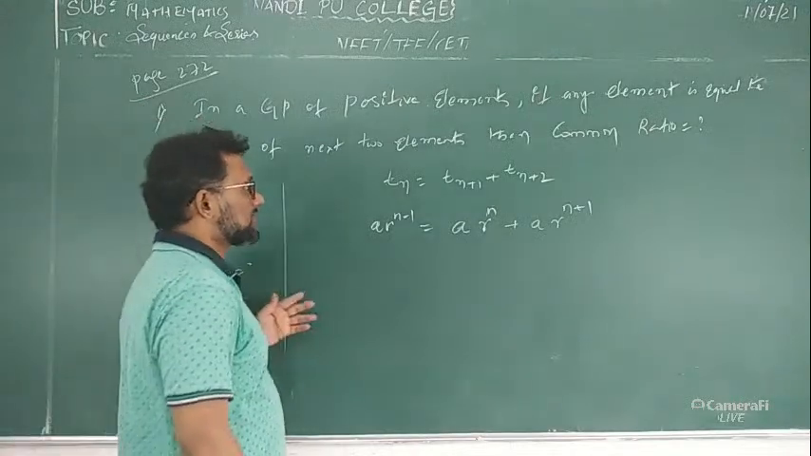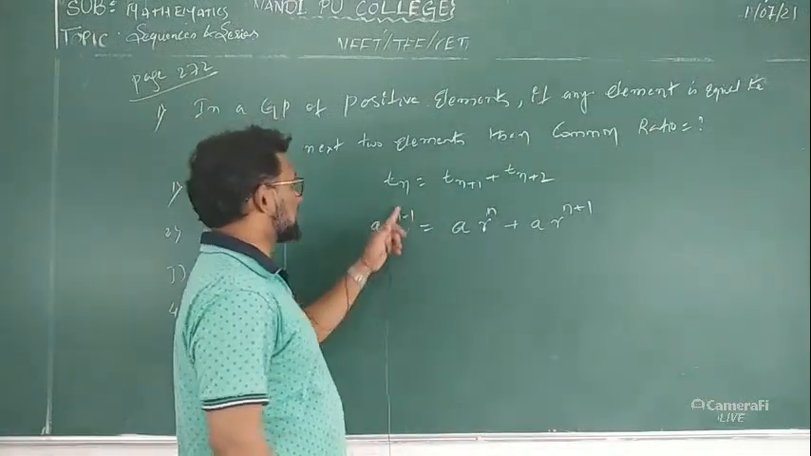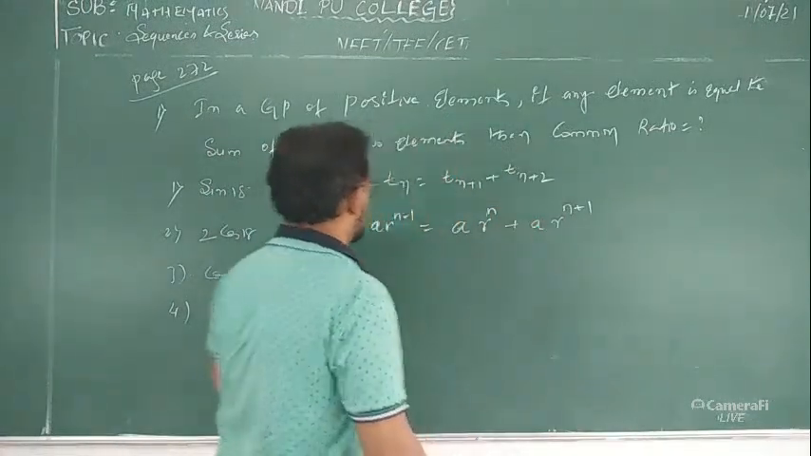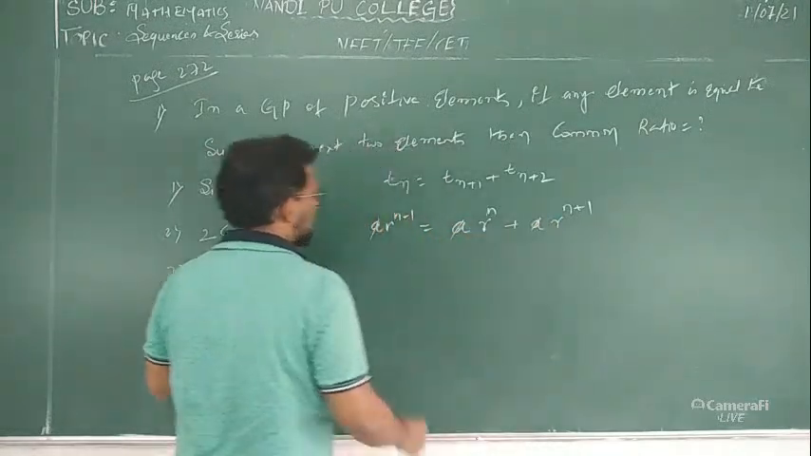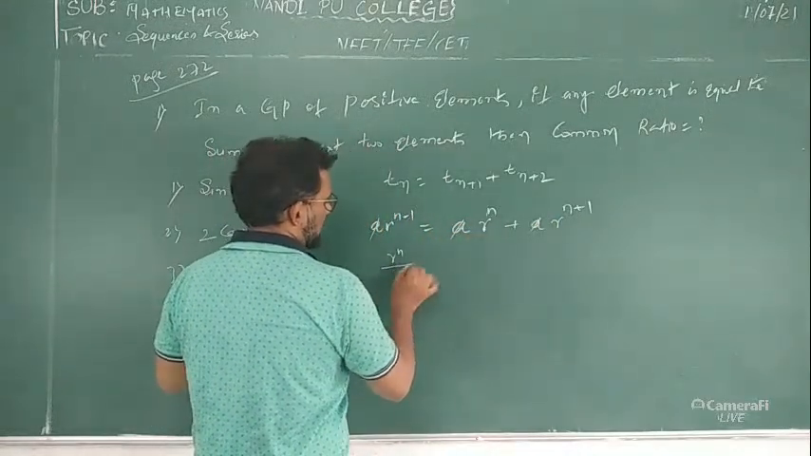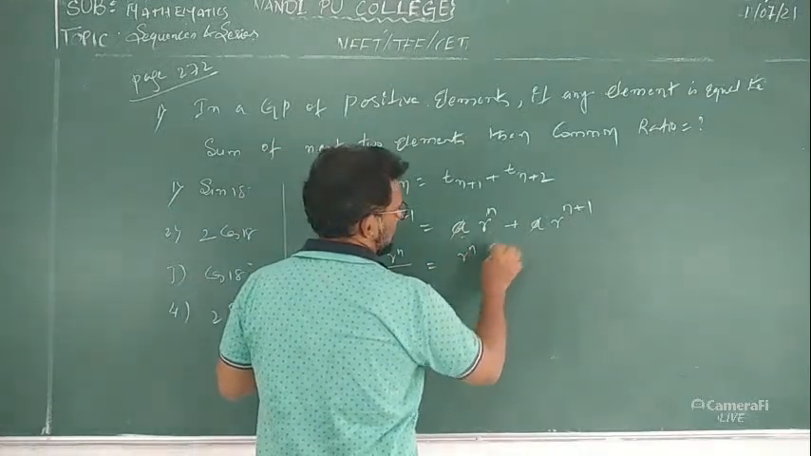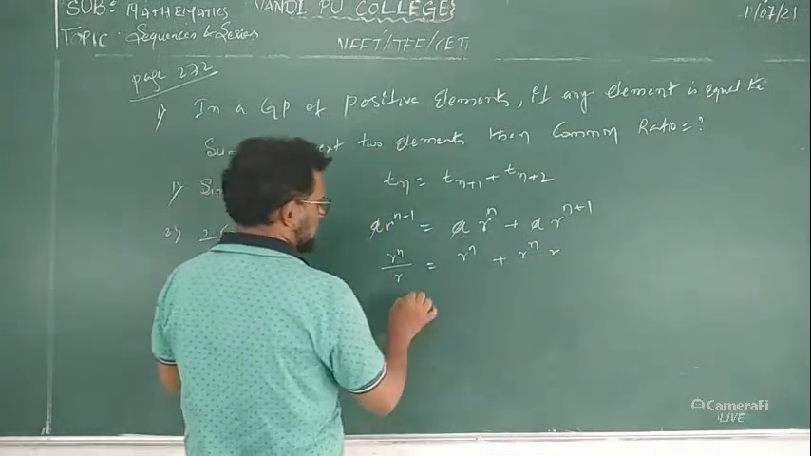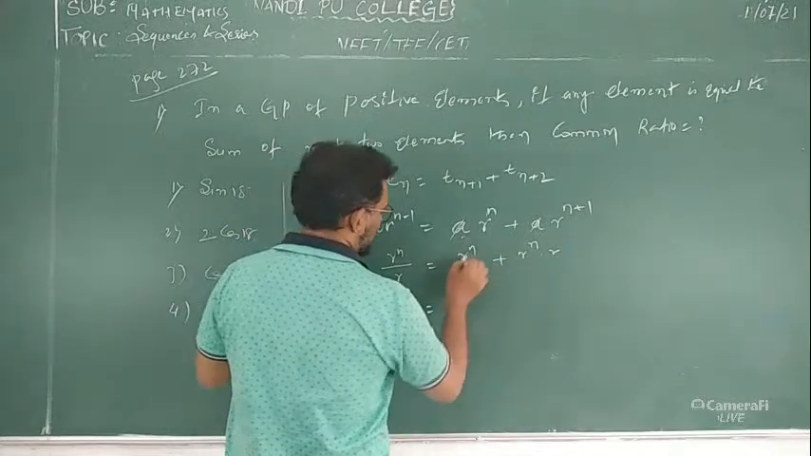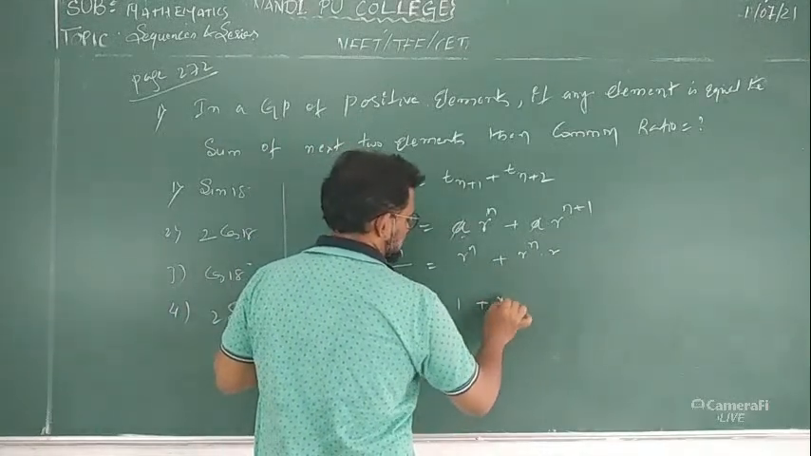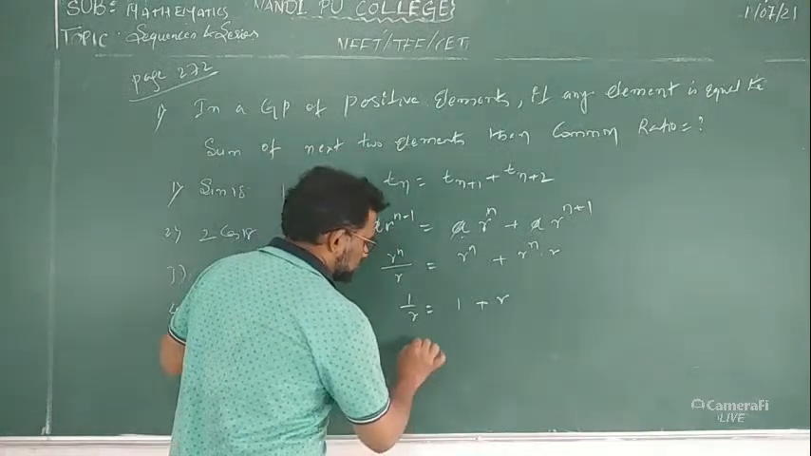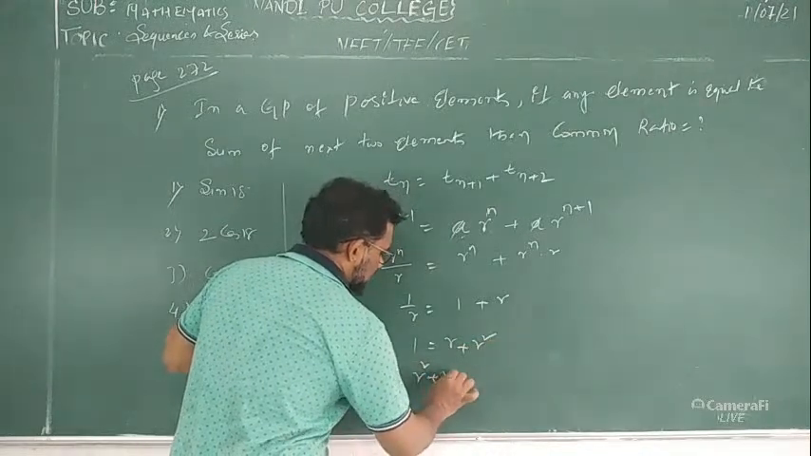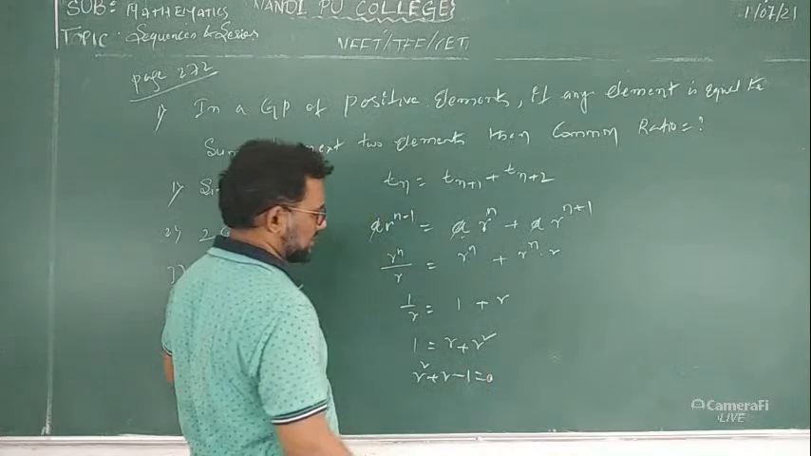What is the formula? A into r power n minus 1. Here n is nothing but n only, here n is nothing but n plus 1 to be taken, here n is nothing but n plus 2 to be taken. Here A gets cancelled. Now we have r power n by r, here r power n, and here r power n into r. Even r power n also gets cancelled. We have 1 by r is equal to 1 plus r. So therefore 1 is equal to r plus r square. Therefore r square plus r minus 1 is equal to 0.